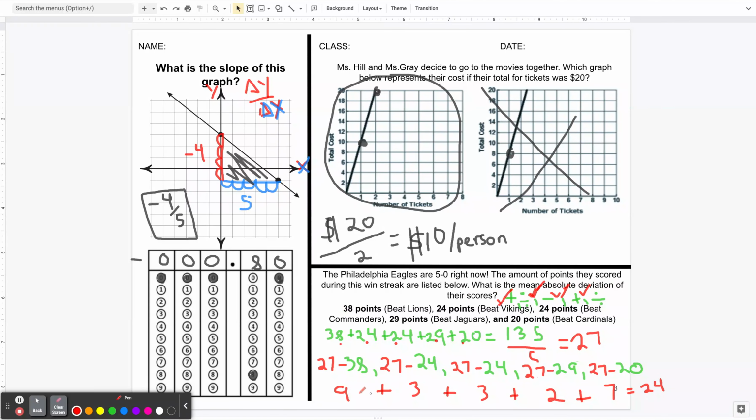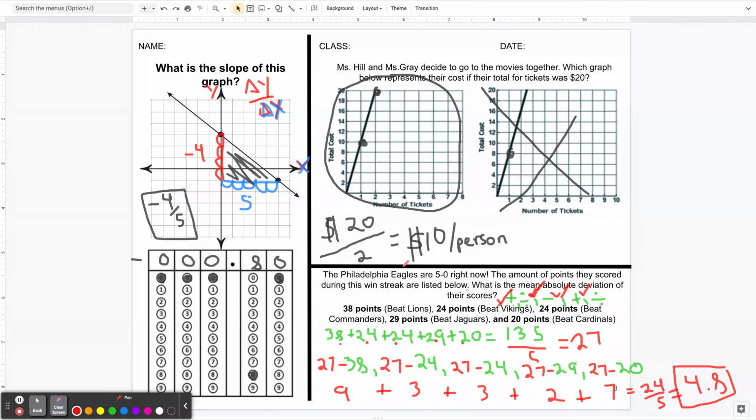And the last step, divide by the number there. 1, 2, 3, 4, 5. 24 divided by 5. Now, once again, when you use decimals, you do 24 divided by 5, and you will get 4.8. That means that the mean absolute deviation is 4.8. The Eagles average 27 points per game, but if they don't score 27 points per game, that means that they're going to score on average about 4.8 points more than 27 points or 4.8 points less than 27 points per game. That is what mean absolute deviation is.